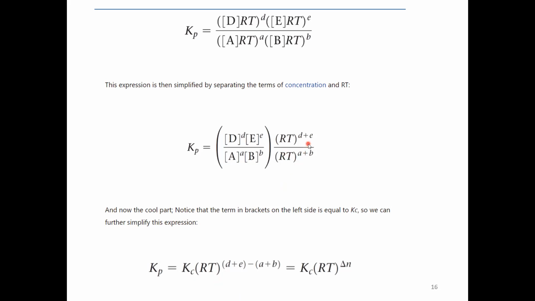So with the exponents, remember, if we're dividing exponents, it's really the same thing as subtracting. So we can have RT raised to the D plus E minus A plus B power. And that's just how we get the delta N there, because that's going to show us the change in moles of gas of these substances.